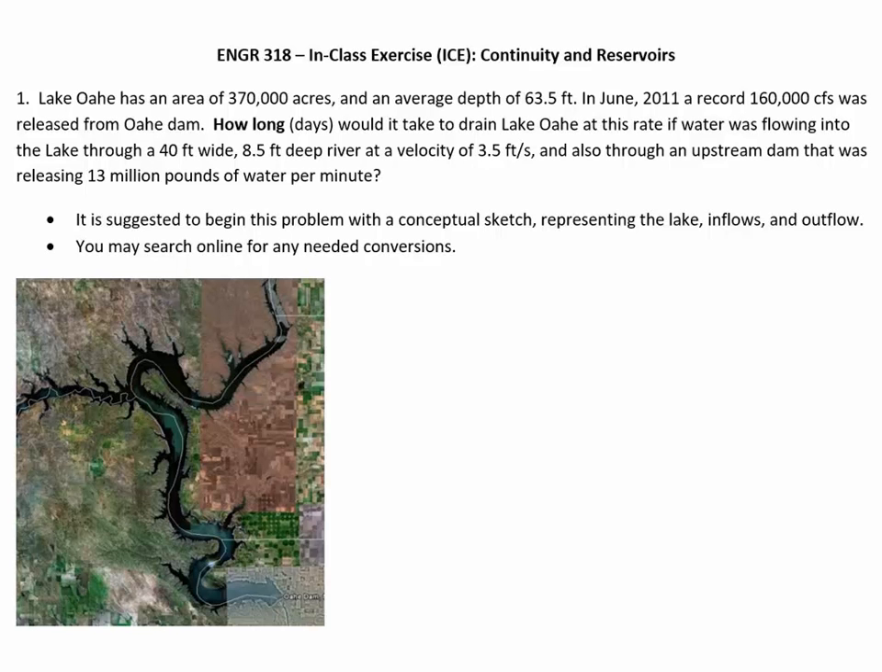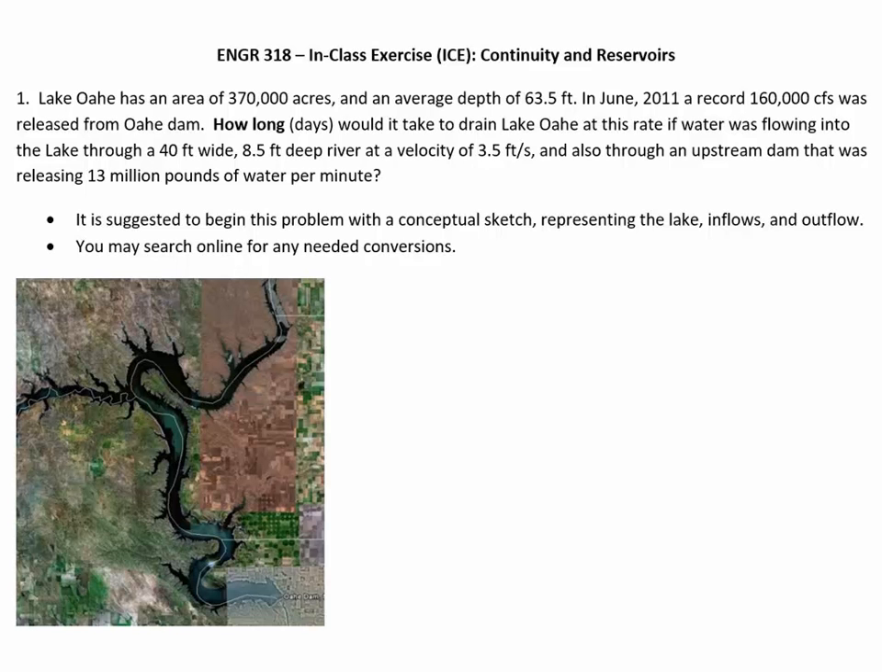Now, when they had that peak flow rate that we were watching the video for, at that point the storms were mostly finished upstream of the reservoir, so there wasn't quite as much water coming in. There is a river that flows into the lake, and let's say that it's 40 feet wide, 8.5 feet deep, and then it has an average cross-sectional velocity of 3.5 feet per second. So that's one way that the water comes in.